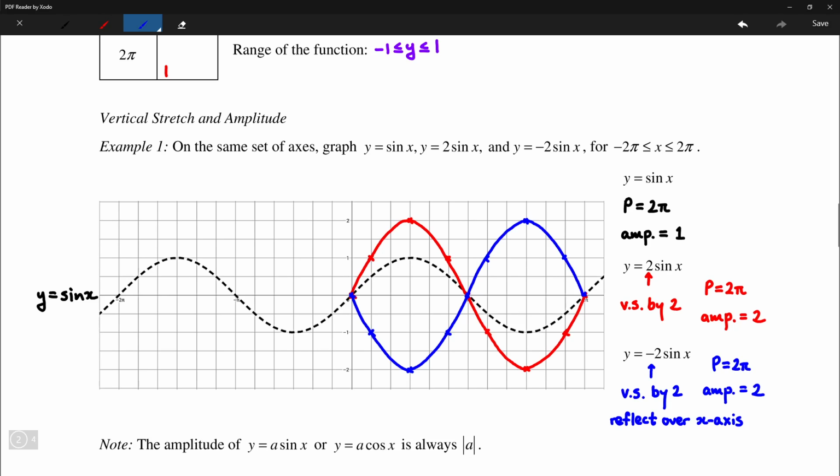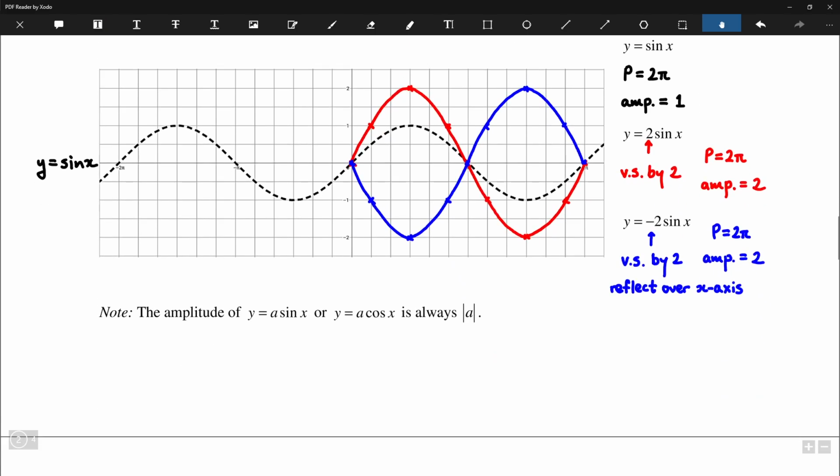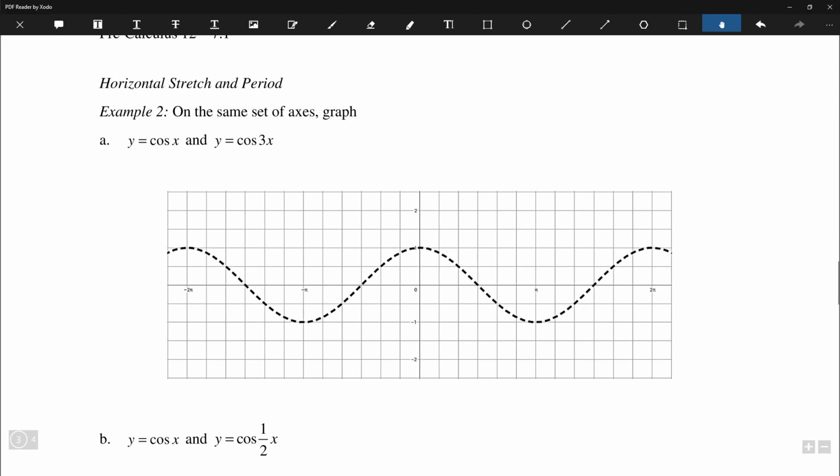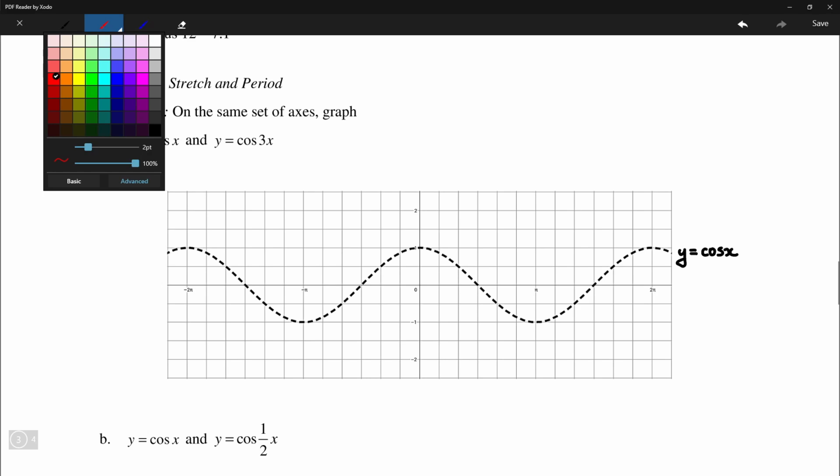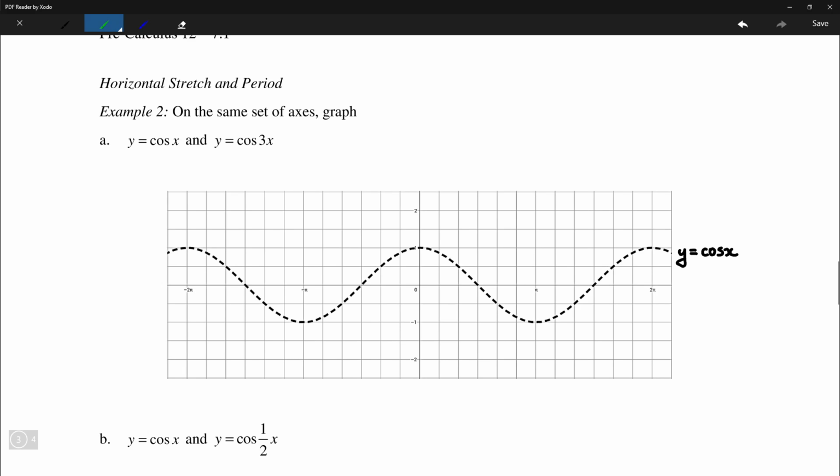Okay, so next part, we are going to change the period. Let's look at example number 2. In this case, we are given y equals cosine x as our original graph here, and we are going to graph y equals cosine 3x. So we know that this will be a horizontal stretch by a third.